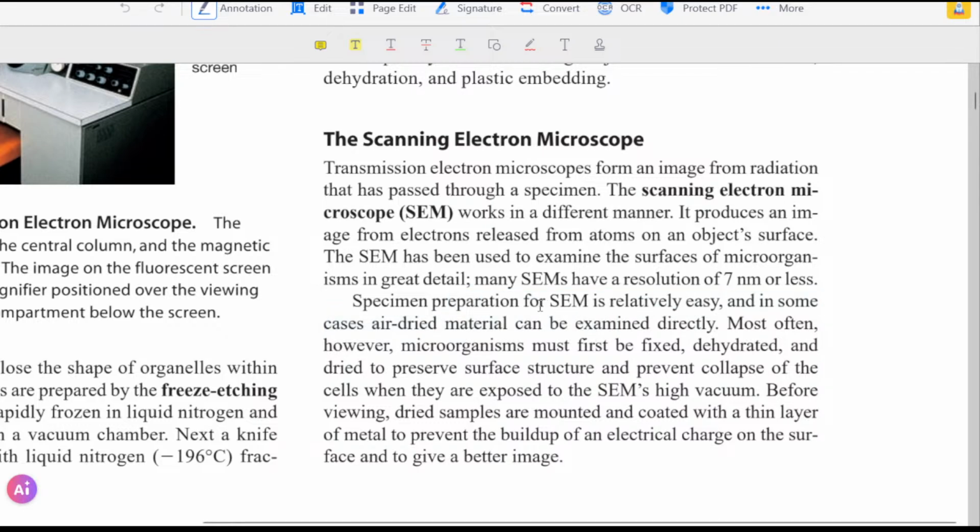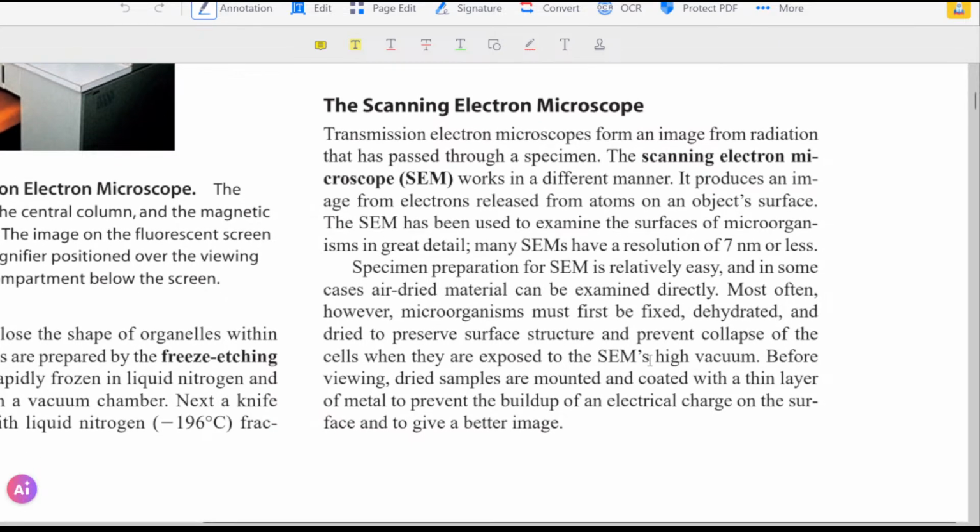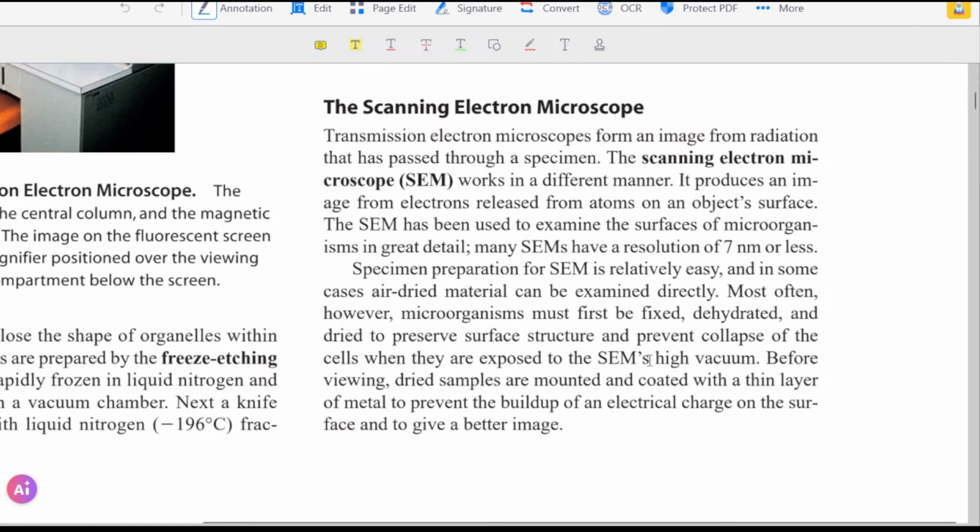And they are saying in some cases air dried material can be examined directly, right? Like in the previous case, dehydration was done by chemicals. In this case, air drying can be enough for the study. Most often, however, microorganisms must first be fixed, dehydrated, and dried to preserve the surface structure and prevent collapse of the cells when they are exposed to the SEM's high vacuum.